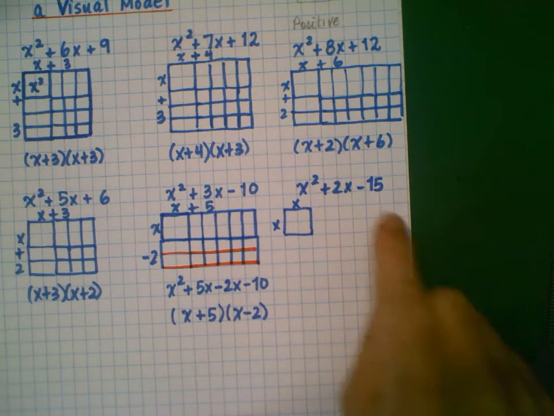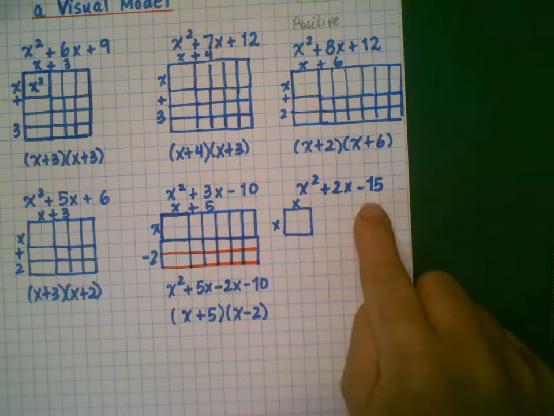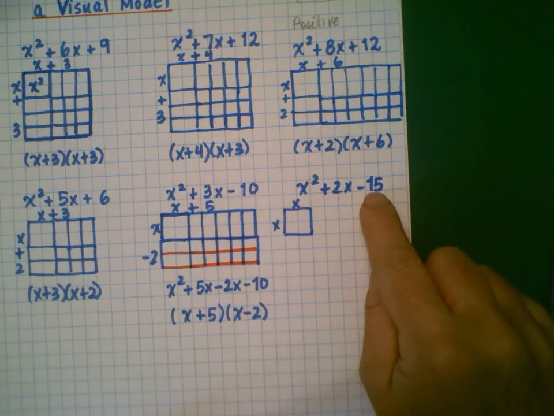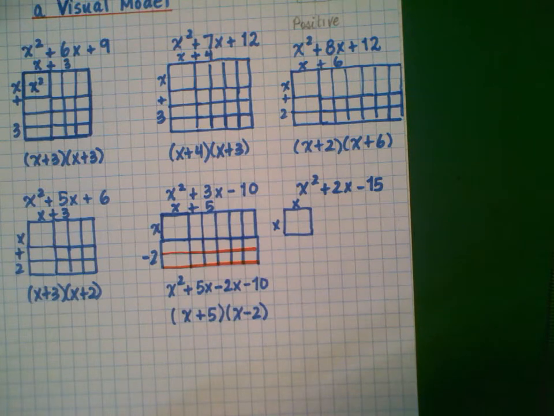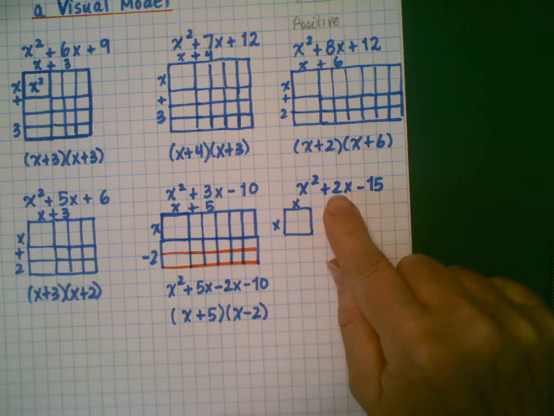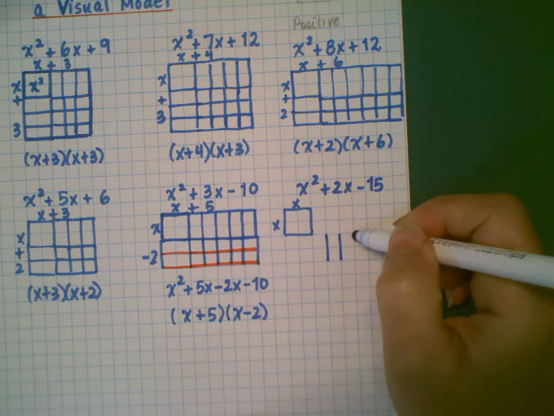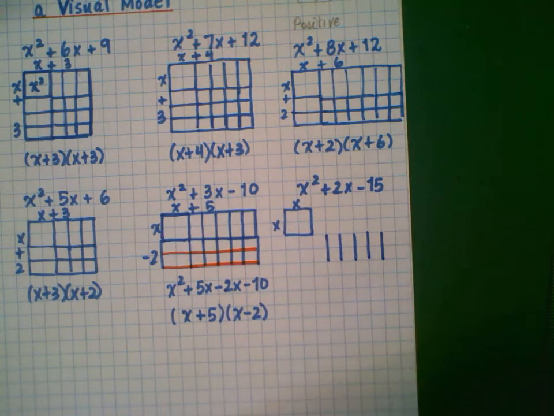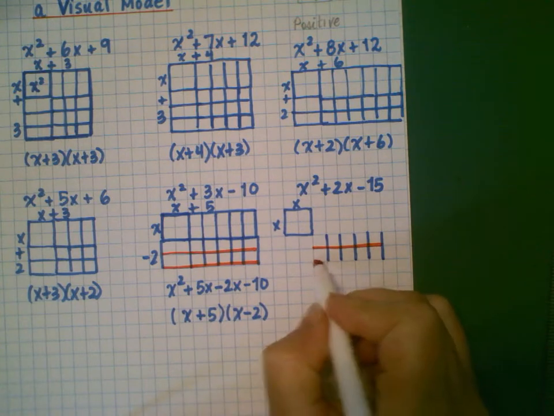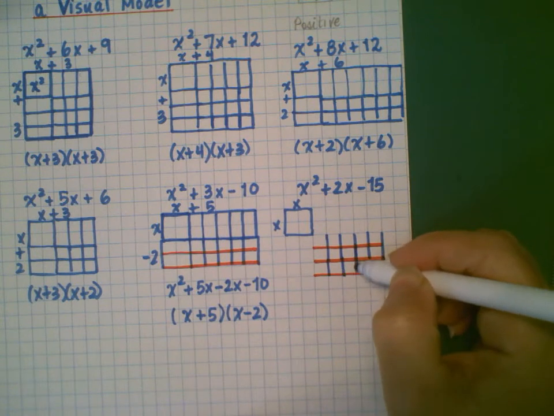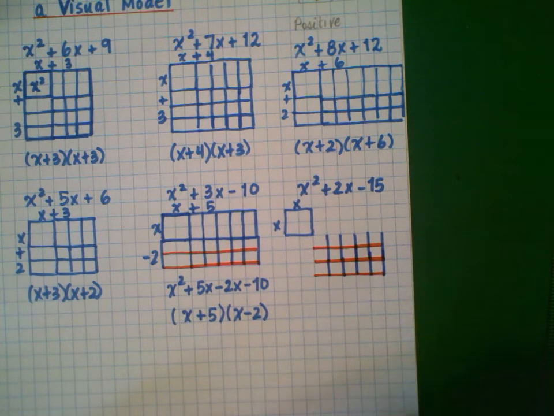All right, now I'm looking at the negative 15. I have to think about how could 15 be divided into 2 pieces. Not divided by 2, but divided into 2 factors. So 15 can be broken up into 3 times 5. And I need to generate a positive 2. So that means that the 5 has to be positive. 1, 2, 3, 4, 5, and 2. 5 times 3 is 15.